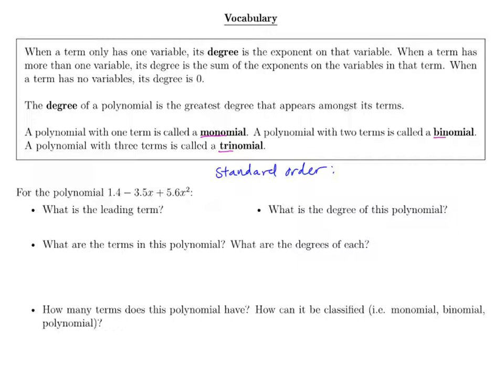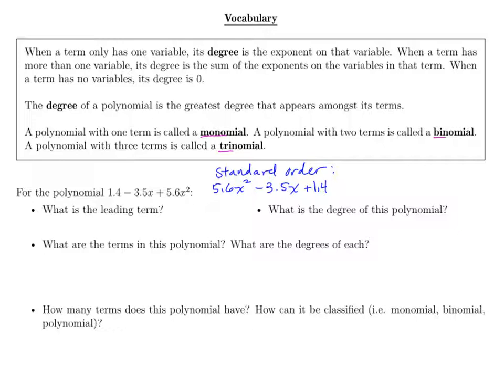So we're going to rewrite this polynomial as 5.6x squared. And then that second term is negative 3.5x, so minus 3.5x. And then that last term that we'll write is plus 1.4. So we had the term 1.4 as our last term.